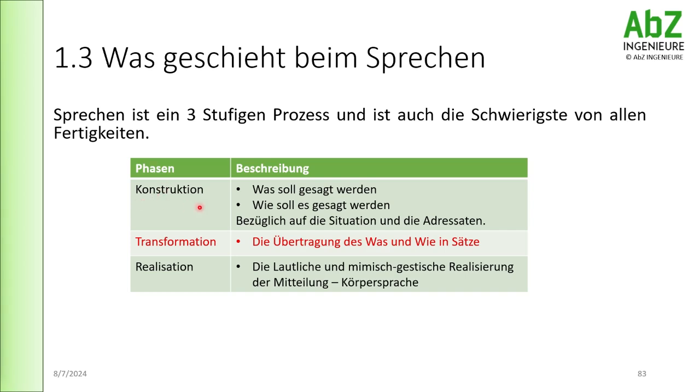So you have a phase called Konstruktion. This happens inside your brain, and the brain actually thinks about what should one say and how should one say it. It tries to answer these questions and tries to form a particular response. And of course, this response is dependent upon the situation and the people to whom this is being spoken. So till this point, the person hasn't spoken yet. So this is construction. The next phase is transformation.